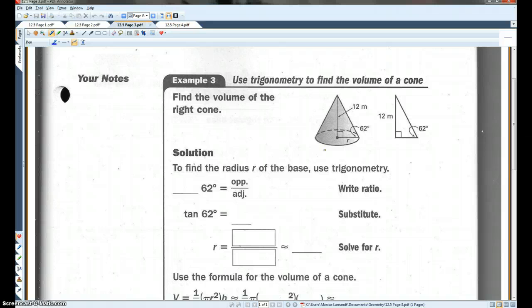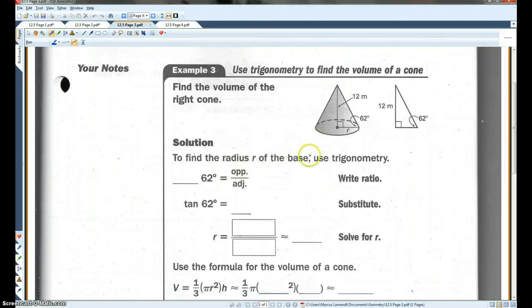Example 3. Use trigonometry to find the volume of the cone. Find the volume of the right cone. To find the radius r of the base, we need to use trigonometry. In this case, we're given this angle, and we're given the height, but we don't know the radius. So, here's my theta. This is the opposite side. The side we're trying to find, r, that's the adjacent side. So if you think SOHCAHTOA, we're going to use tangent to find this.